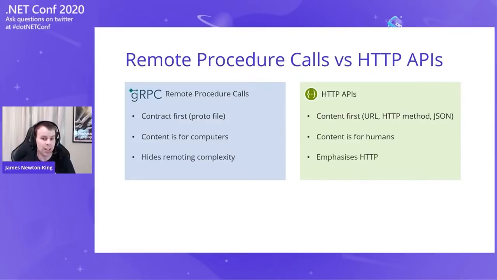gRPC is designed to hide the complexity of remoting. gRPC libraries plus code generation mean you don't need to worry about routing and headers and serialization, a lot of those low-level concerns. When it comes to calling a gRPC service using a client, you've already got a strongly typed client, you're just invoking a method on it, you're passing your message, then you're awaiting the result.